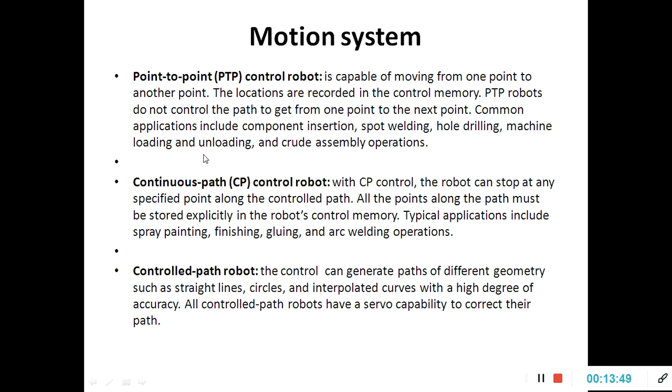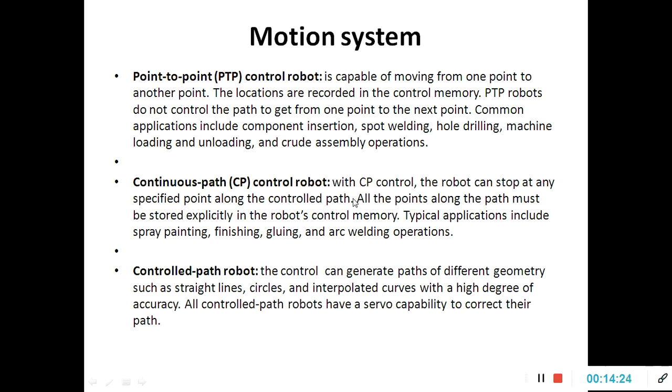Suppose a workpiece is to be transferred from one workstation to the next workstation, the coordinates of those 2 workstations have already been decided. According to that, the robot can be moved from one workstation to the other workstation. That type of movement is known as point-to-point motion or a point-to-point control robot. Many other applications like spot welding, hole drilling, machine loading and unloading, and simple assembly operations can be done with the help of a point-to-point control robot. Continuous path.